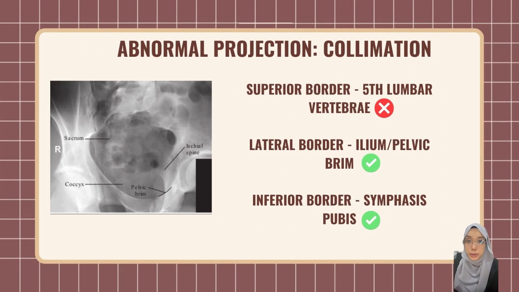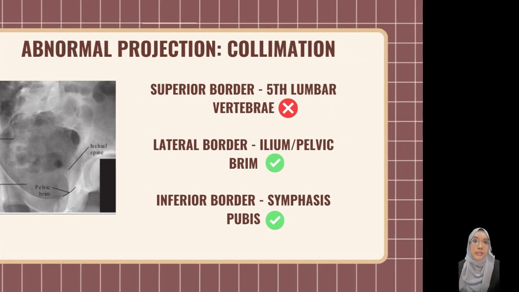Moving on to collimation of the abnormal projection of the sacrum AP view, I would say this collimation field is not quite up to par because the lateral border with the ilium is still in it, and the symphysis pubis for the inferior border, but you can't see the superior border of this collimation, which is the fifth lumbar vertebra.